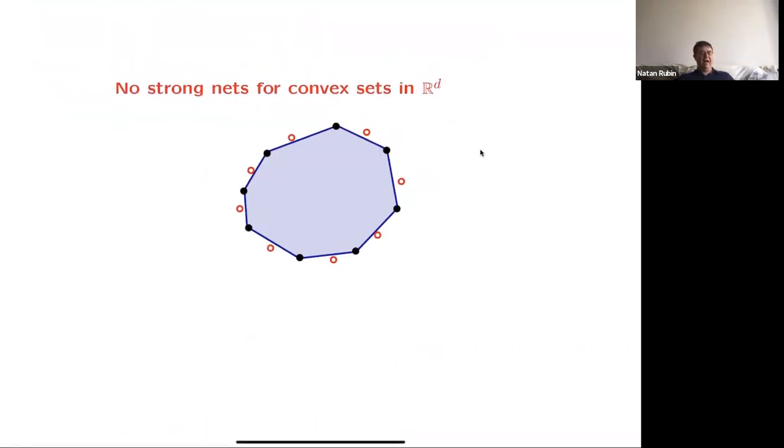However, if our geometric sets have unbounded description complexity, which happens, for example, for convex sets, then small size strong epsilon nets may not be possible. For example, if our points lie on a circle and we choose a small net, then we can always pick a convex set which would swallow up all of the remaining points while avoiding the points of our net.